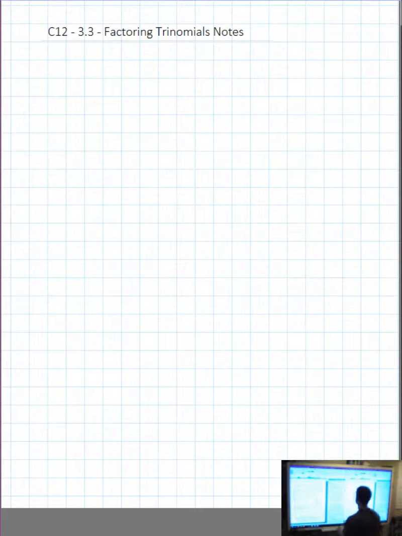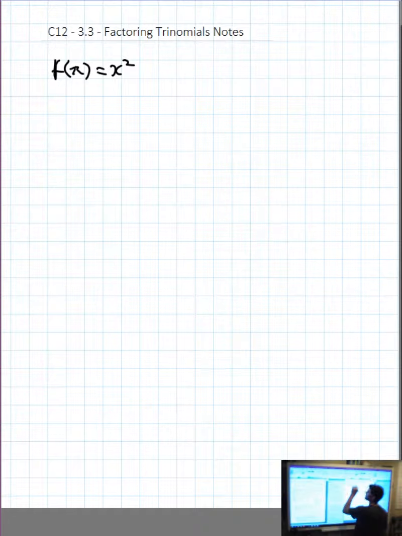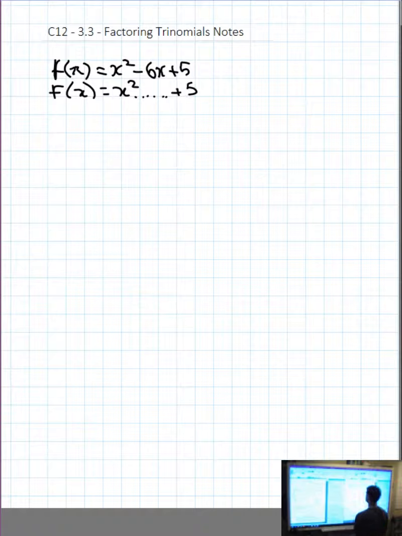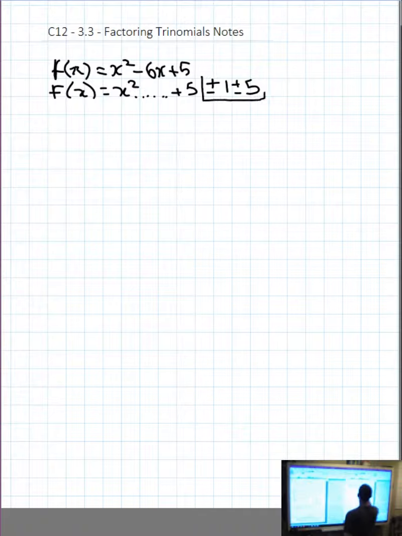Okay, factoring trinomials. So let's say that f of x is equal to x squared minus 6x plus 5. I actually only really care about the first thing and really more so just the last thing, this 5. First thing I want to do is list the potential factors of 5, and those are plus and minus 1 and plus and minus 5. We're going to be doing a lot of listing the potential factors.